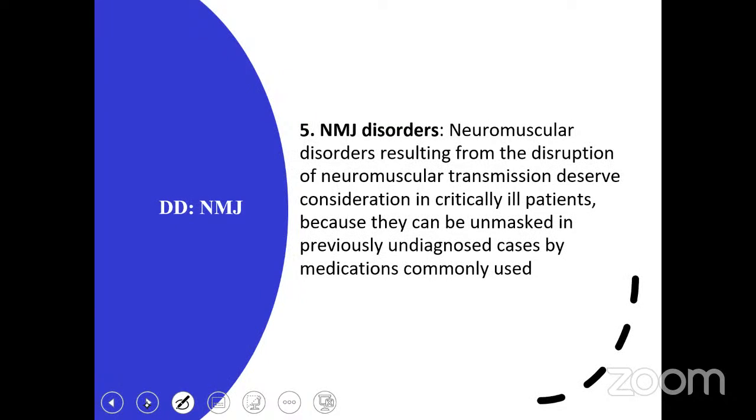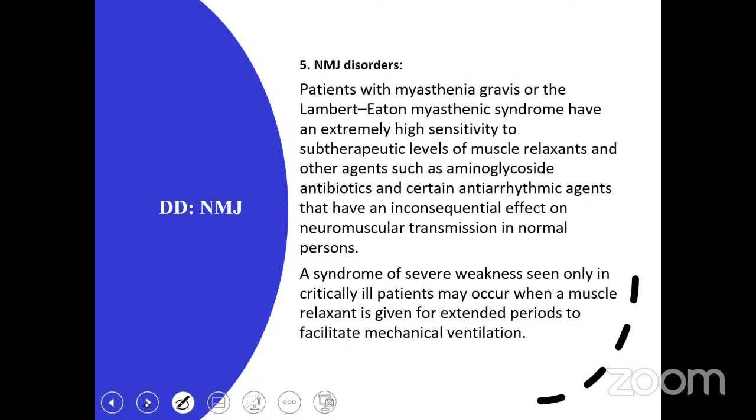Now the neuromuscular junction disorders. Disorders resulting from disruption of the neuromuscular junction deserve consideration very much because we use a lot of drugs. They can be unmasked in previously undiagnosed cases by medications that are commonly used. Patients with myasthenia gravis or Lambert-Eaton myasthenic syndrome have an extremely high sensitivity to subtherapeutic levels of muscle relaxants, which are commonly used in the ICU, and to other agents such as aminoglycoside antibiotics and certain antiarrhythmic agents that have an inconsequential effect on neuromuscular junction transmission in normal persons. But in the ICU, they may cause problems.